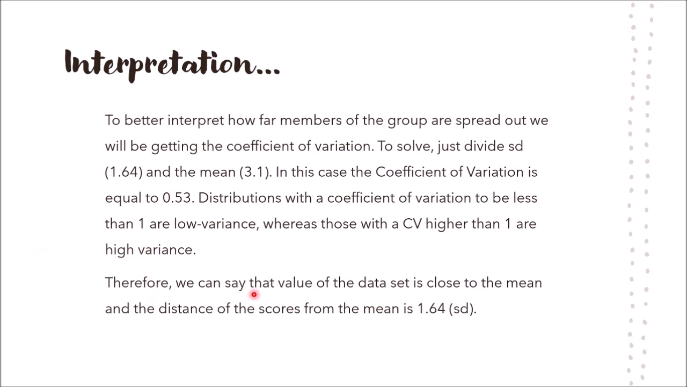Therefore, we can say that the values of the dataset are close to the mean, and the distance of the scores from the mean is 1.64. It is close because we got a coefficient of variation that is less than 1. We got 0.53, which means that we have a low variance. Meaning to say, the scores in our data are not that spread out.